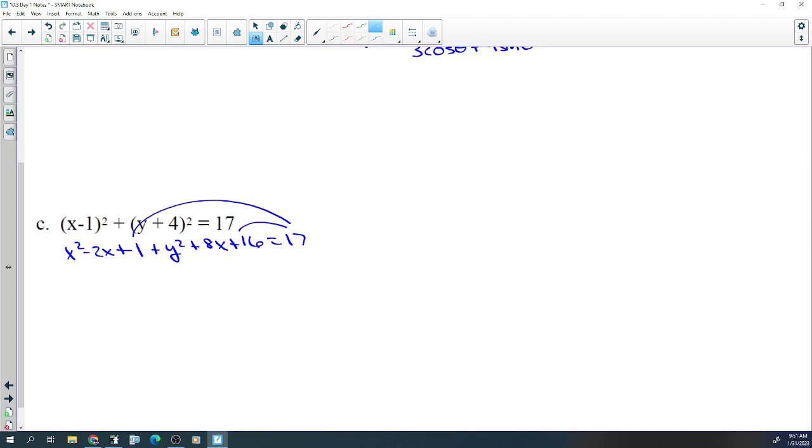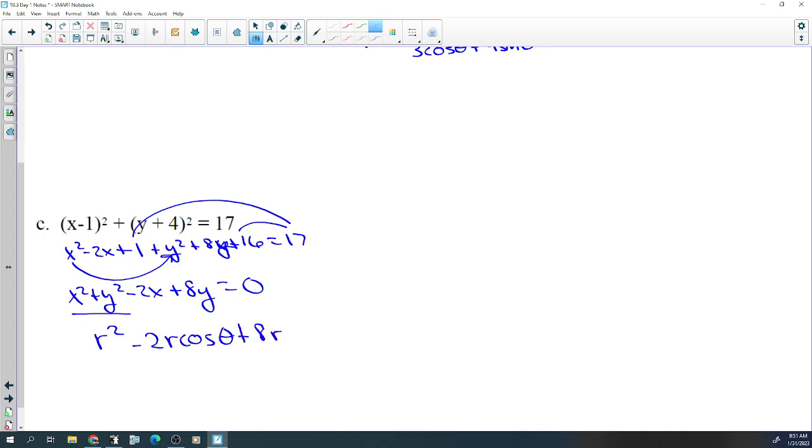But this ends up being, well, let's write it like this. Now, this is really x squared plus y squared, even if they're not together. We can put them together. Then minus 2x plus, oh, that should be a y, not an x, plus 8y is equal to 0. This is said to be equal to r squared minus 2r cosine theta plus 8r sine theta is equal to 0.